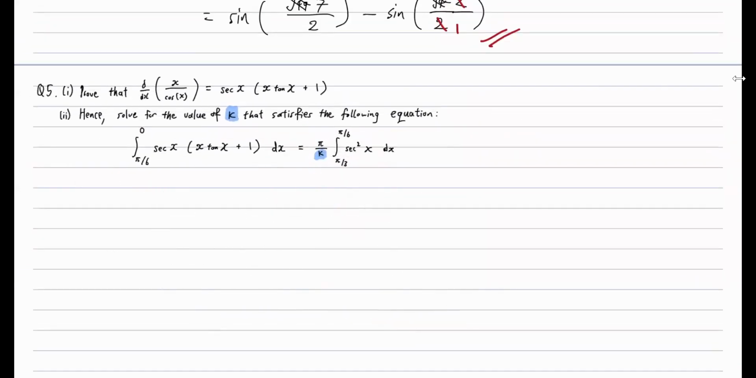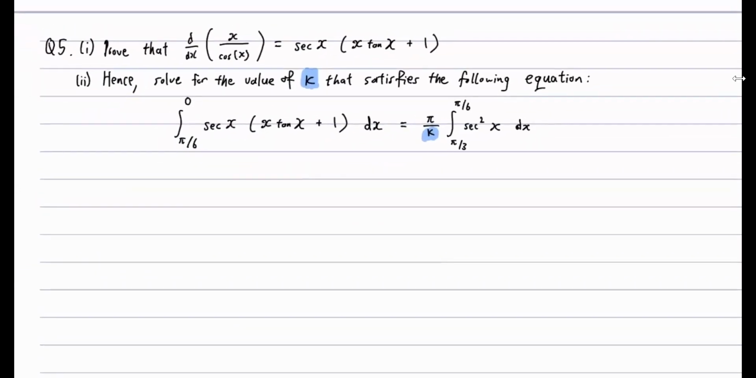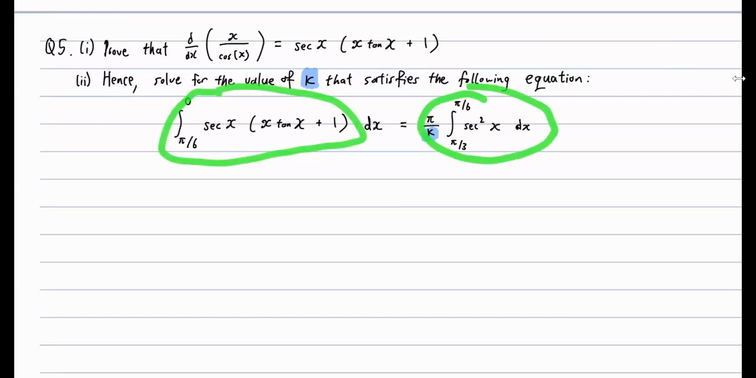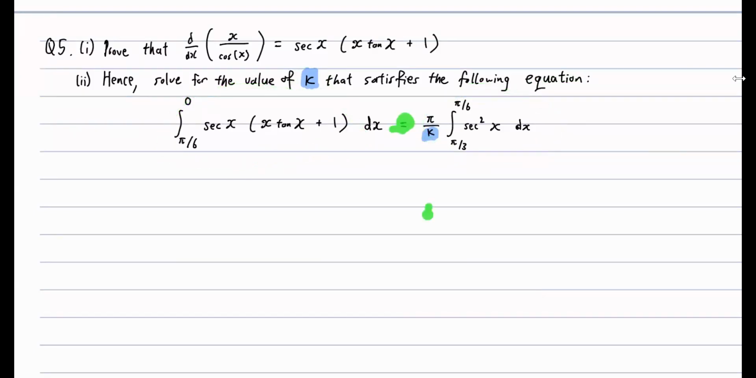Okay, question 5. Prove the following: differentiate x over cosine x becomes secant x times x tangent x plus 1. And then hence solve for the value of k that satisfies the following equation. You have a scary integral on the left, another scary integral on the right, equal. But then there's a k over here. Solve for k. Exact value.